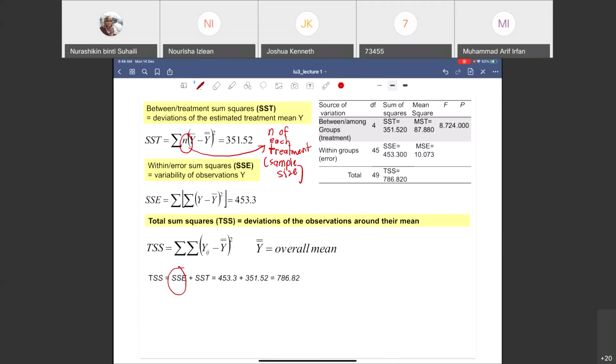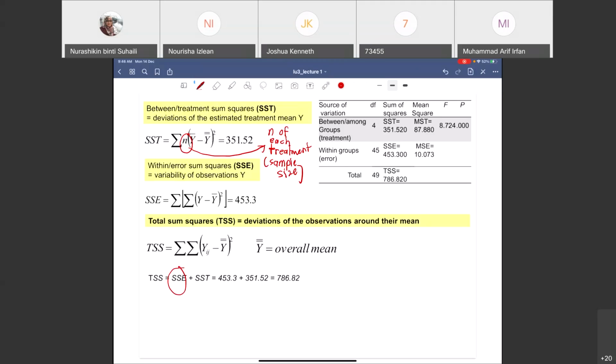Okay, let's go to SST first. This is the formula of SST, the summation of n. I'm not sure whether the one that I uploaded on eLib has this note, so I will update it. The n here refers to the n of each treatment, or the sample size. It's not the total n. So you have to take note of this.